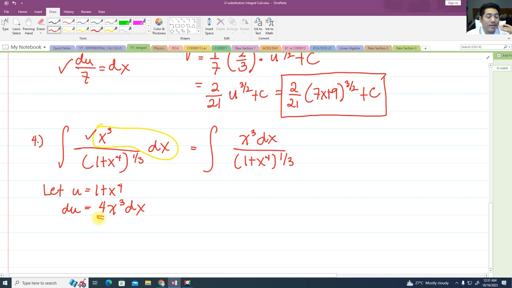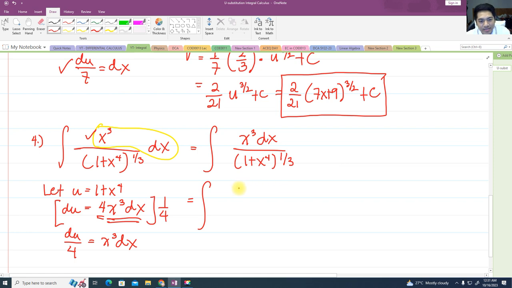So I have to find a way to eliminate the 4 on this side of the equation so that I can substitute only x cubed dx, because I have only x cubed dx in the integral. So if I divide both sides by 4, this becomes du all over 4, and I have x cubed dx, and then we substitute. So we have the integral of x cubed dx, that's du all over 4. I simply substituted this by this because of the equation that we got from our u. And then all over 1 plus x raised to 4, which is u, raised to 1/3.